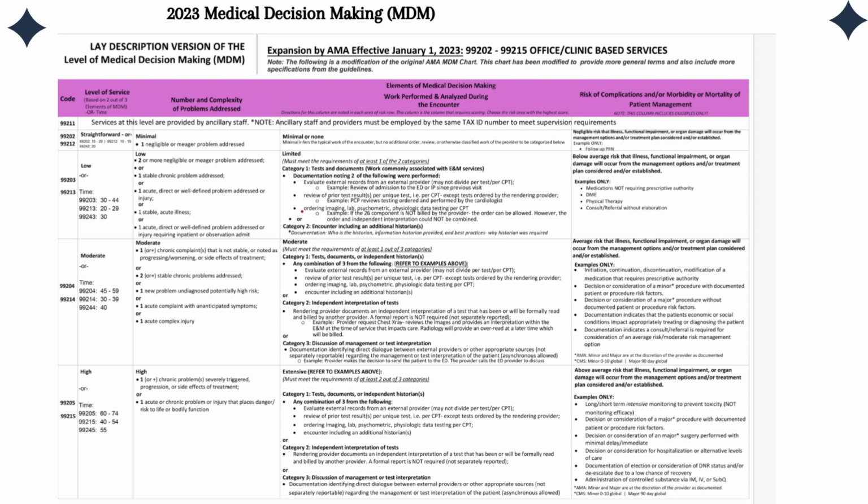To qualify for a particular level of MDM, two of three elements for the level of MDM must be met or exceeded. Examples in the table may be more or less applicable to a specific setting of care. For example, the decision to hospitalize applies to outpatient or nursing facility encounters, whereas the decision to escalate the hospital level of care, for example transfer to ICU, applies to hospitalized or observation levels of care.